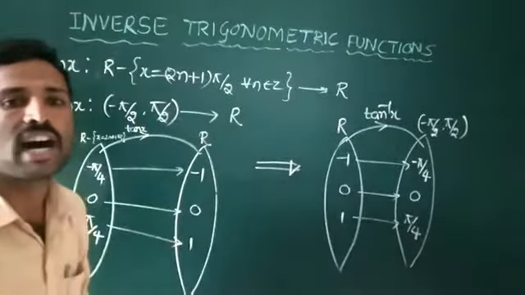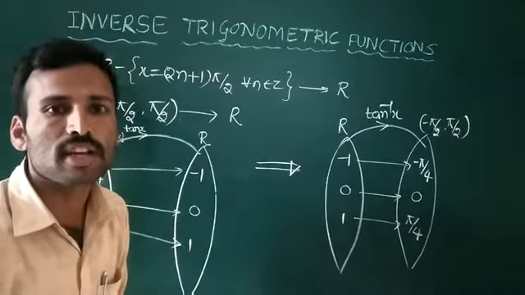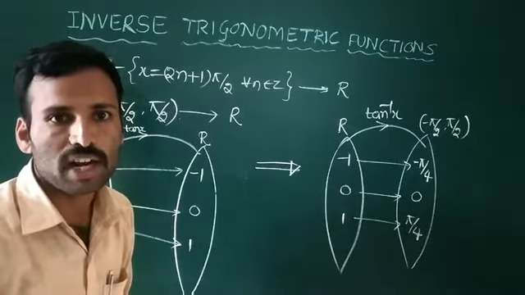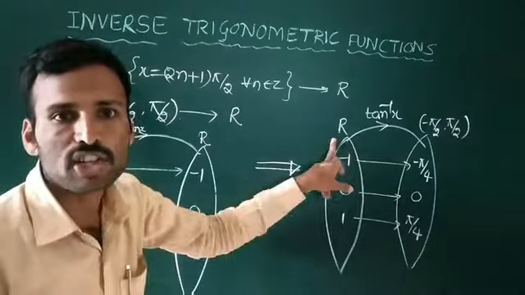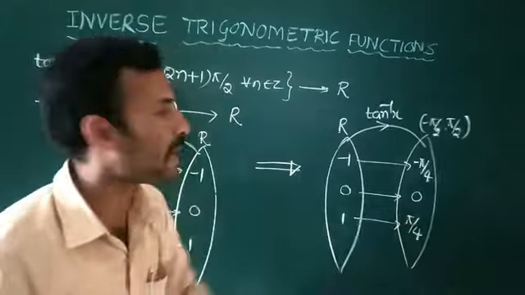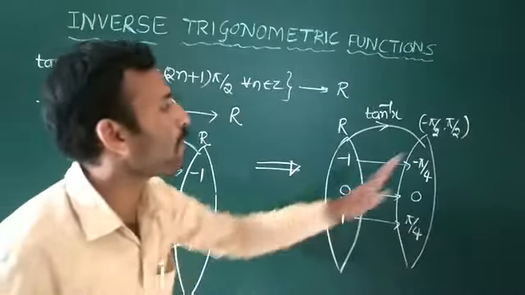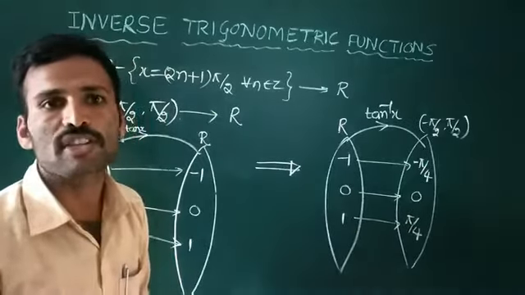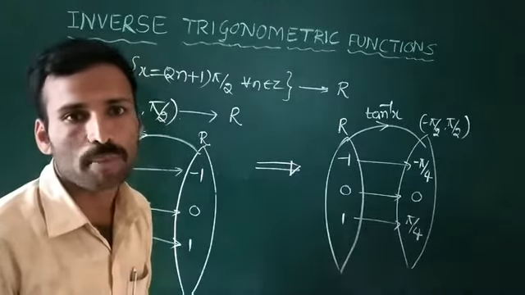In a similar manner, the other three trigonometric functions also have inverses. All hold the bijective condition according to the restriction of the domains. The domain of the tan inverse function is R and the range of the tan inverse function is minus pi by 2 to plus pi by 2, open interval. The range of the tan inverse function is also called the principal value range of the inverse trigonometric functions.